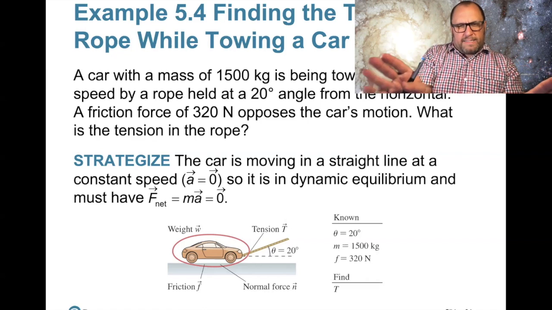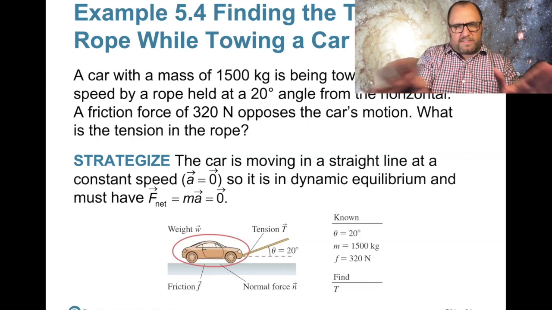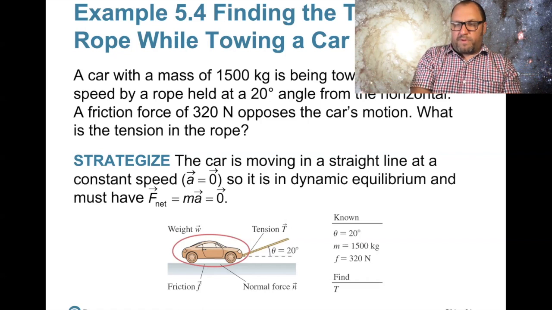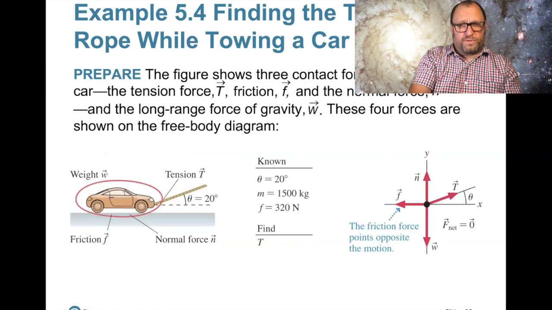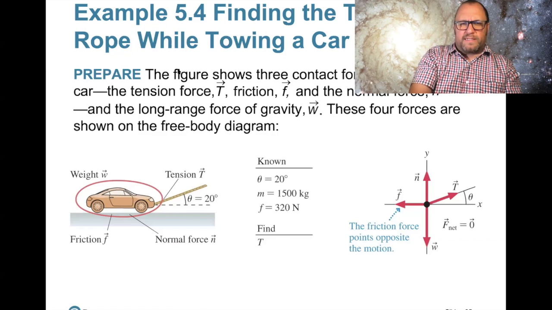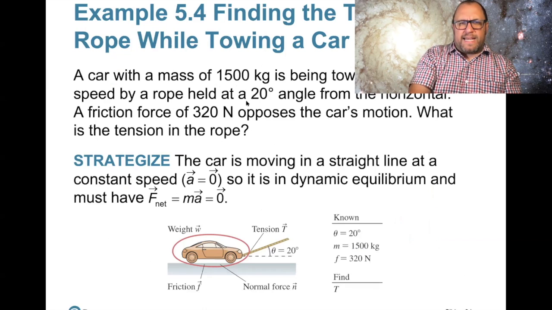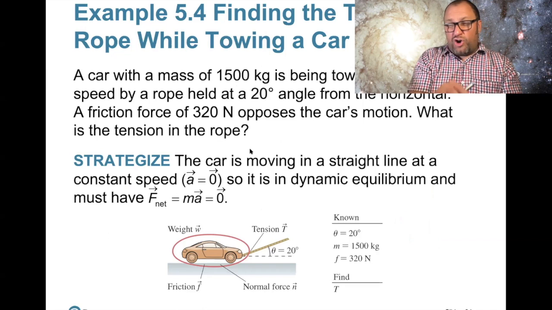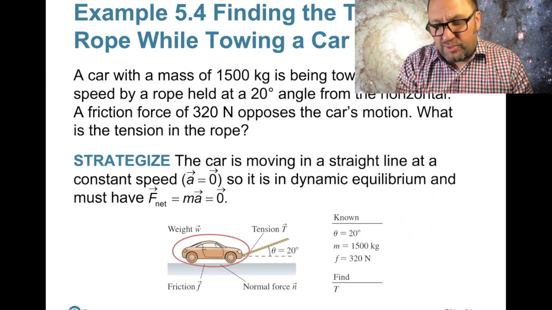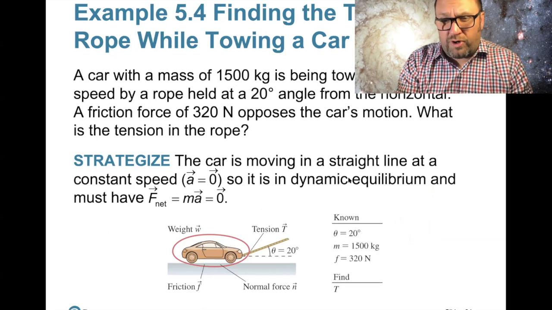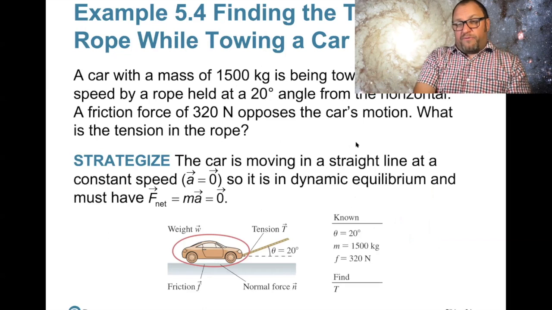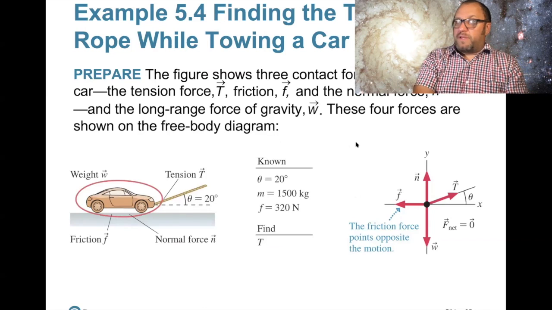All right, strategize. The car is moving in a straight line at constant speed. It's in dynamic equilibrium. Here are the facts. We know that F is the force of friction. Don't get confused. That's really the key to this problem, understanding that it is in dynamic equilibrium, because it says the car is being towed at a steady speed. That is what's important. Read the problem carefully. Sometimes I don't, and then you mess up.